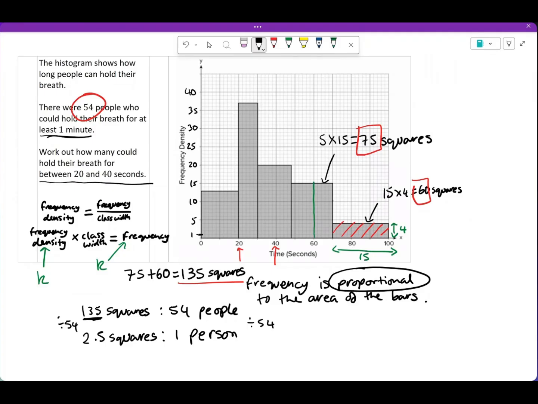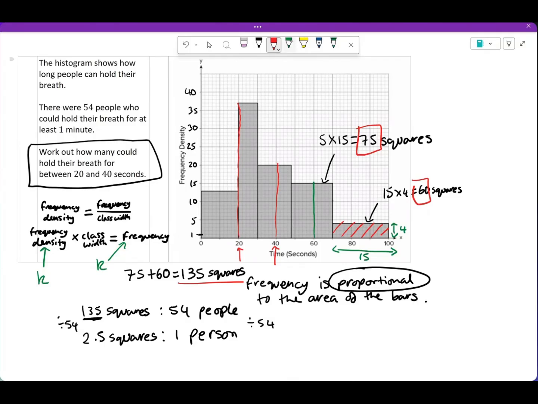Now let's have a go at actually answering the question. We need to work out how many could hold their breath for between 20 and 40 seconds. Now we've already located 20 and 40 on my x-axis. What I need to determine is, between those 2 points, if we draw 2 vertical lines going upwards, how many little squares do I have in there?